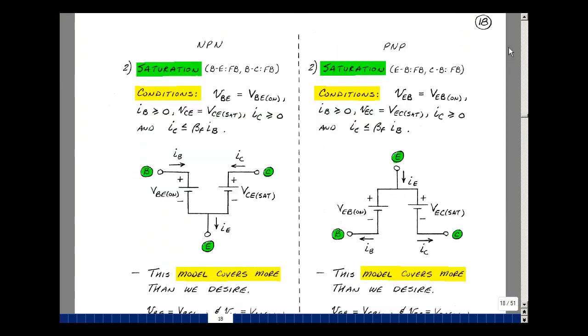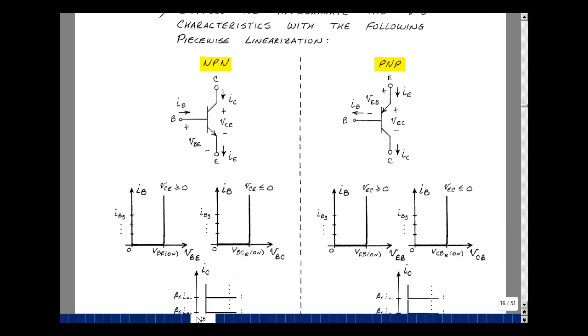Let's model saturation next. This is where we forward bias the base emitter junction and forward bias the base collector junction. Now, what are all the things that are true when you're in saturation? I've listed them here, but let's again go back to page 16 and see where those came from.